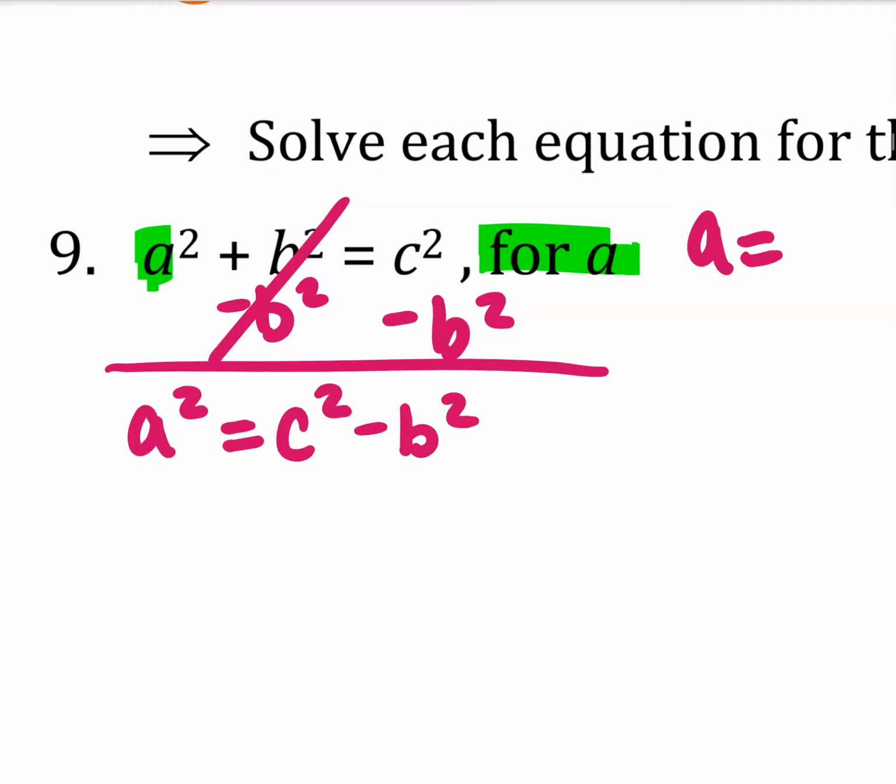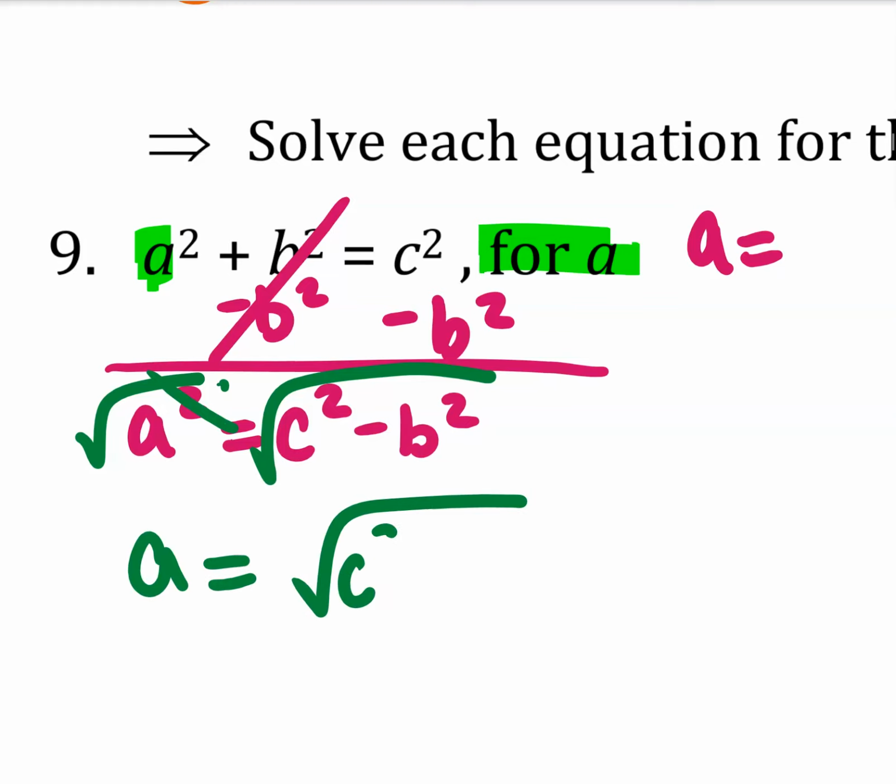And then remember, you want a equals, not a squared equals. So I want to do the opposite of squaring something, which is square rooting. I want to square root both sides. That gets rid of that. So I have a equals the square root of c squared minus b squared. Now do not say the squares go away on the radical. That's not what happens. That can't happen with this minus sign right here. If it was c squared times b squared, absolutely, but you can't do that with adding and subtracting. You just leave it like that.